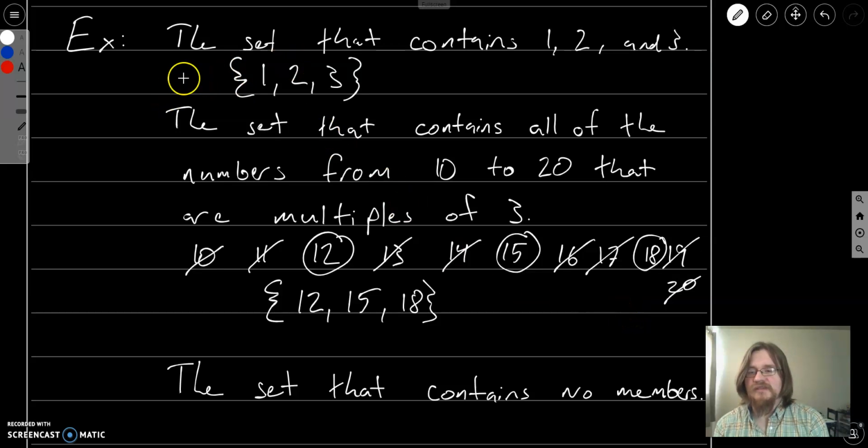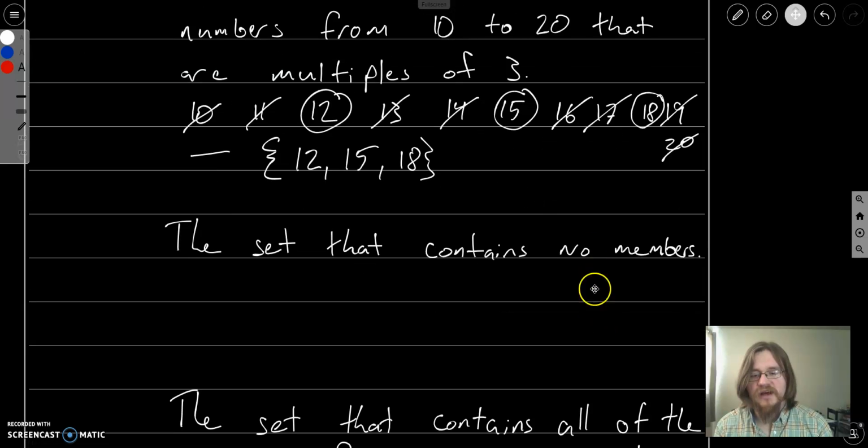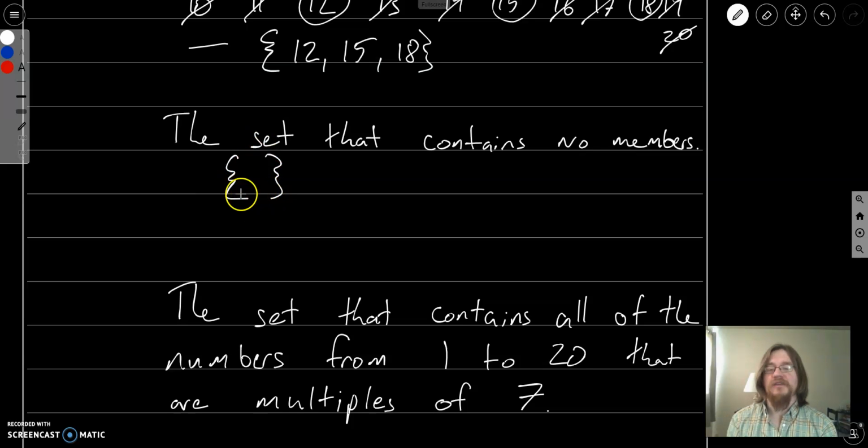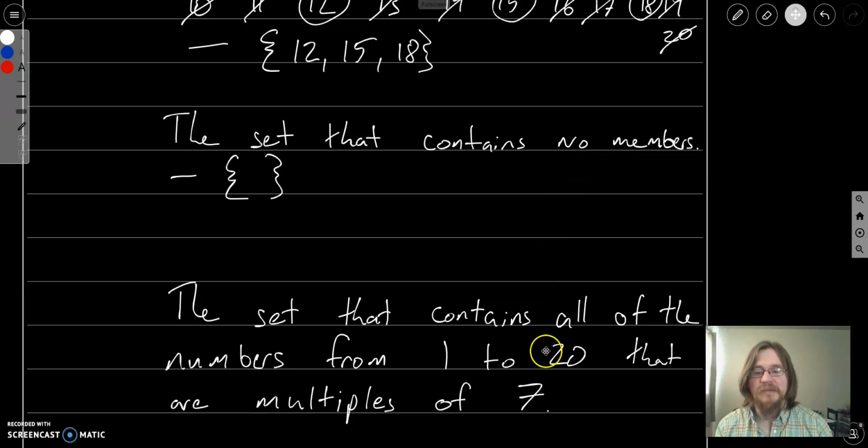So both of these sets have three members, but there is a set that contains no members, and there's different terminology for this. But we can just write down a set with an empty list in the middle. There are no members. This is a very, very specific set. It comes up every once in a while, and in mathematics, we just have to be aware that this set exists. It is still a set, but it's kind of empty. It doesn't have any members.